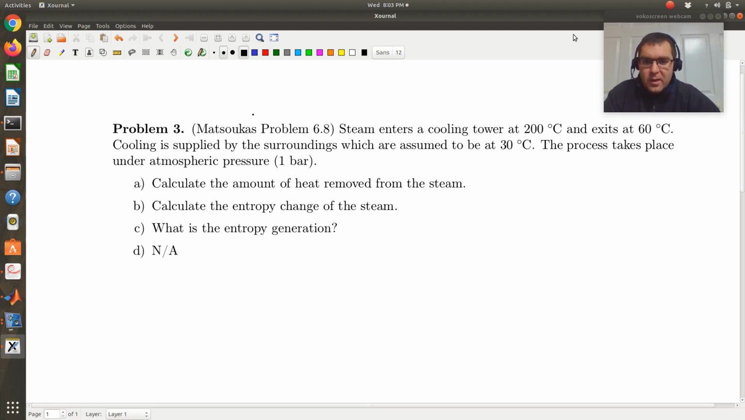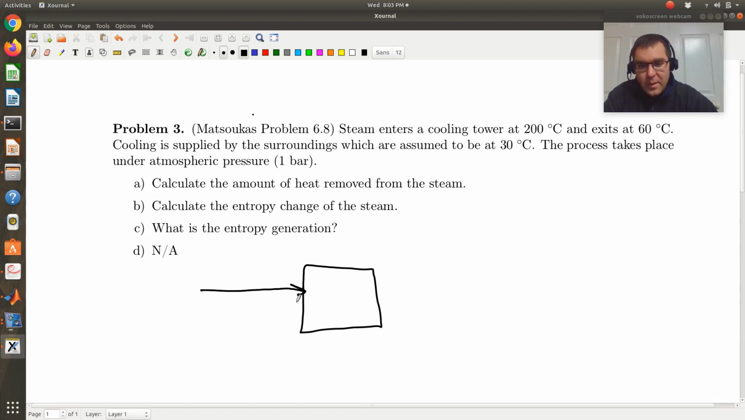Okay, and we're asked to calculate the amount of heat removed from the steam, calculate the entropy change of the steam, and then we're asked what is the entropy generation. All right, so let me try and draw a schematic of what we have going on. So I'm going to draw my device here. So I guess this would correspond to my cooling tower.